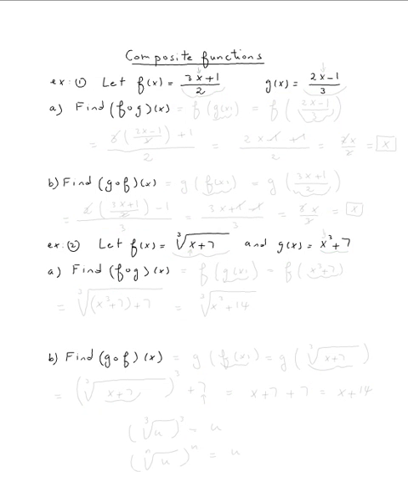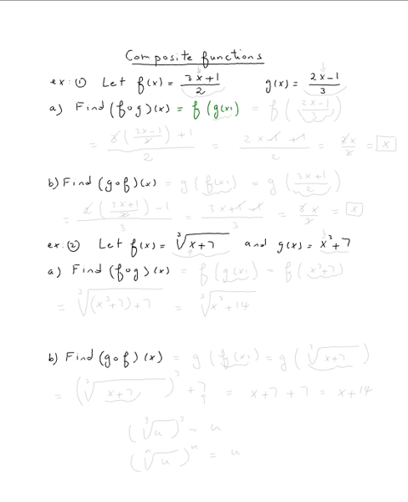This is about composite functions. So we're given two functions, f of x equals (3x plus 1) over 2, g of x is equal to (2x minus 1) over 3, and we need to find the composite of f and g of x. By definition, this is just f of g of x.